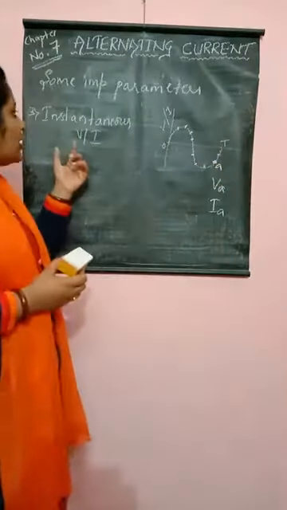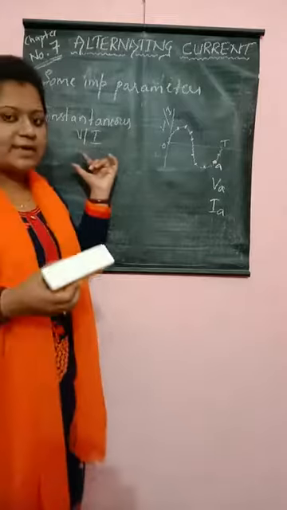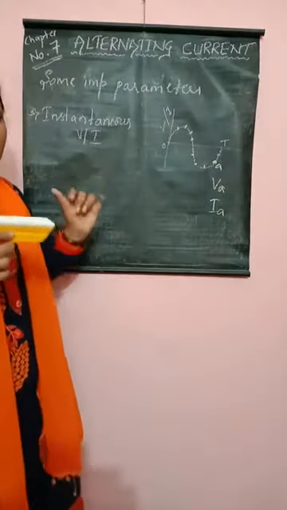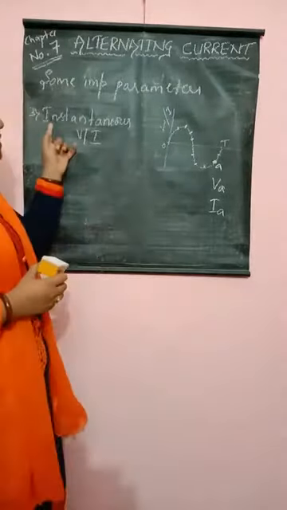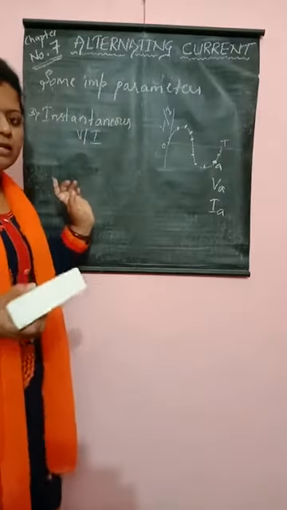So the value of voltage of AC or current of AC at any given instant is called instantaneous voltage or instantaneous current.